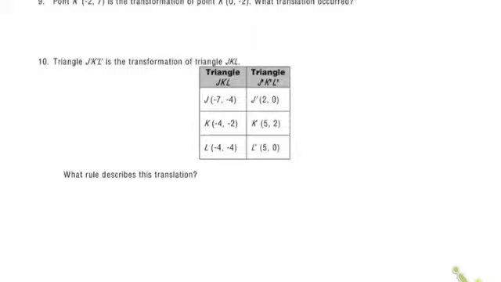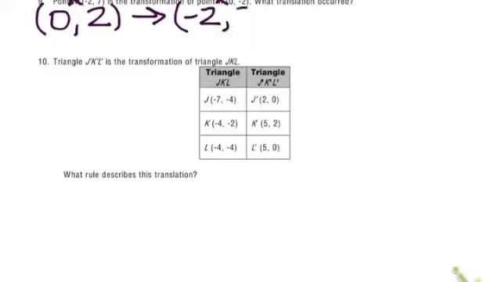All right, we've got 2 more problems in your notes. The next one says point K', -2, +7 is a transformation of point K, 0, -2. So that was hard for me to see. This is K prime over here. So the first one is K prime, and the second one's point K. Okay. What translation occurred? So we're going to look at the rule or what happened. Okay. So point K started out at 0, 2, and then it went to -2, +7.